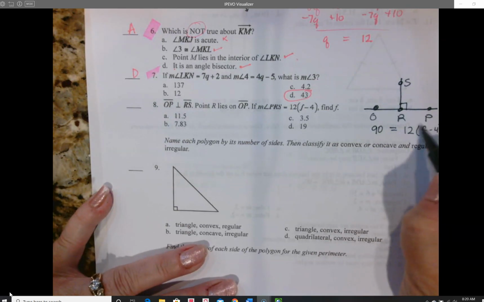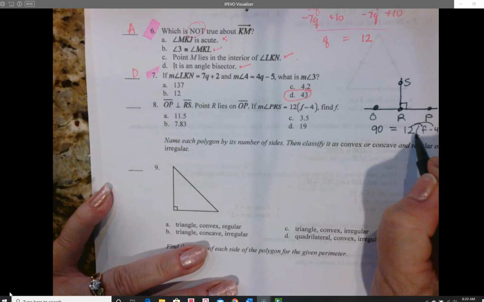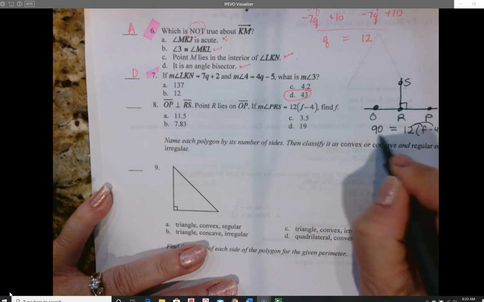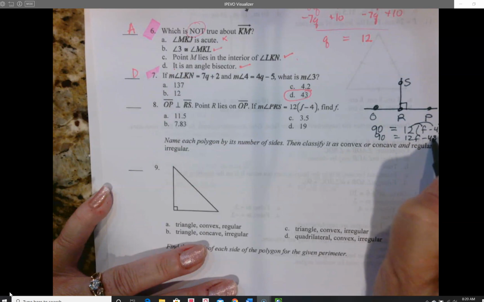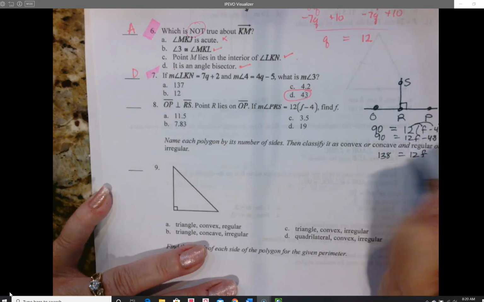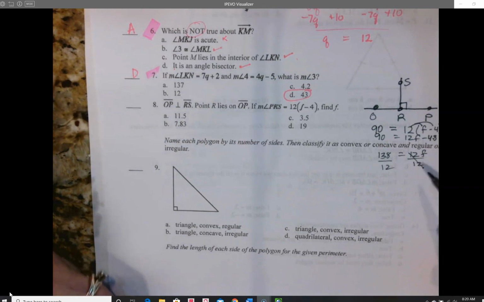So we can do this a couple of different ways. We can distribute, or we can just divide through by 12 and figure out what our F is. So I'll go ahead and distribute. So 90 equals 12F minus 48. I'll add the 48. I get 138 equals 12F. Divide by 12. And I am going to estimate here.